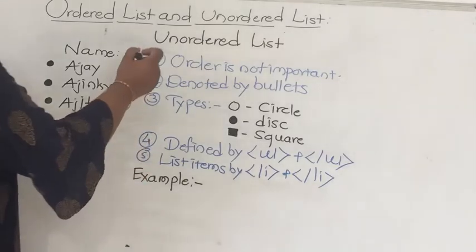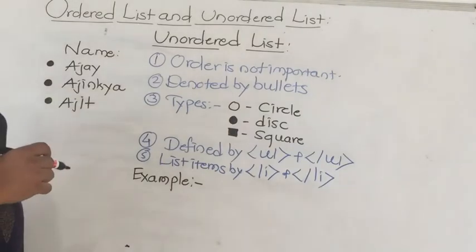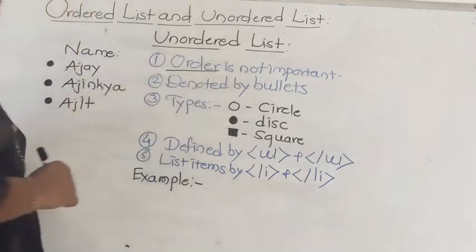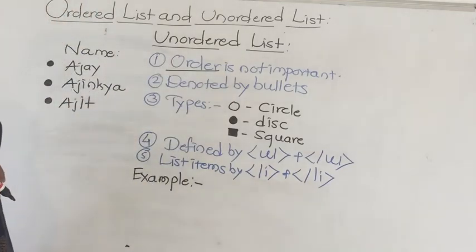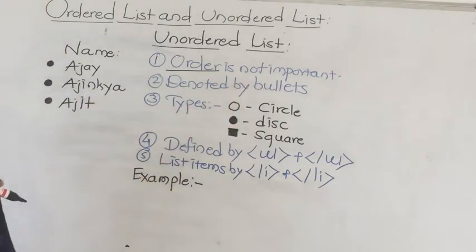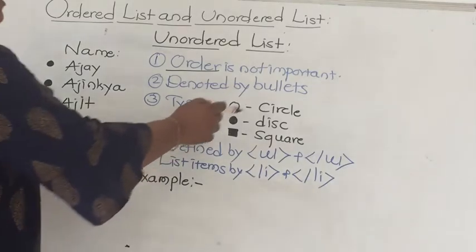Okay. Now the second type we are going to see is the unordered list. What are the points to remember with an unordered list? The order is not important. For the unordered list you have to remember the order is not important, and it is denoted by bullets. Now different bullets are used. You know in MS Word, to write list items or any type of paragraphs, bullets occur, and different symbols come for the bullets. Same like that, as it is an unordered list, order is not important and it is denoted by bullets.